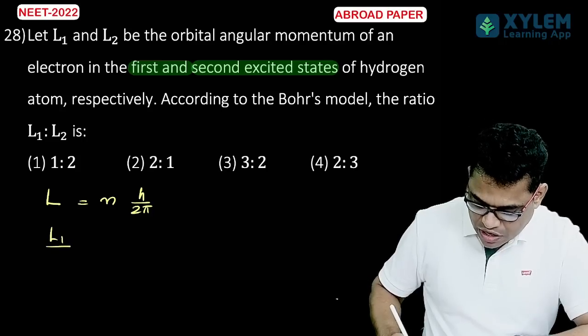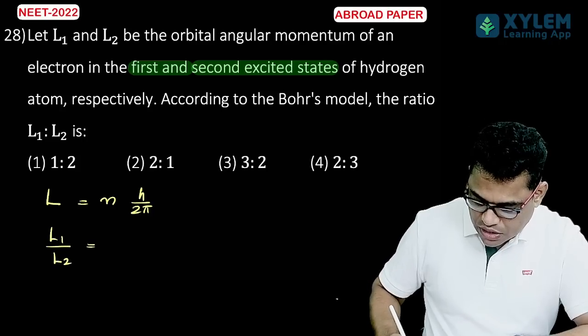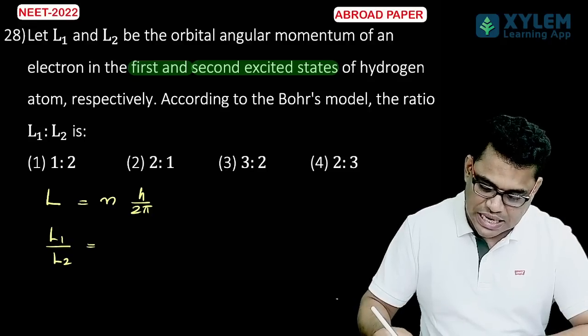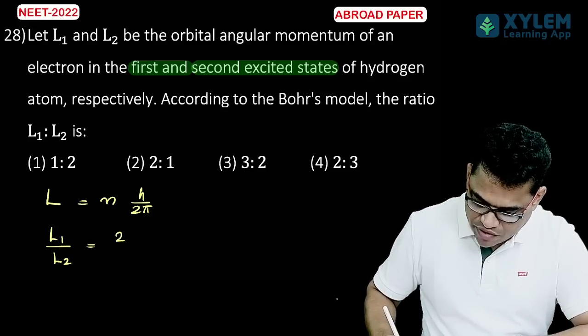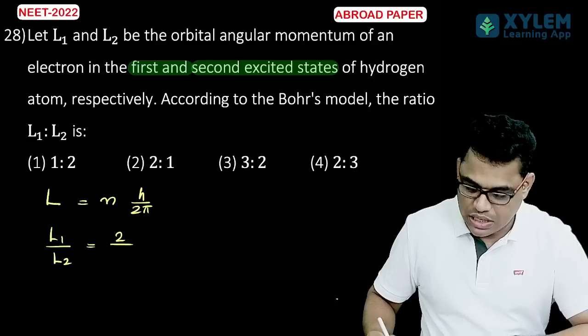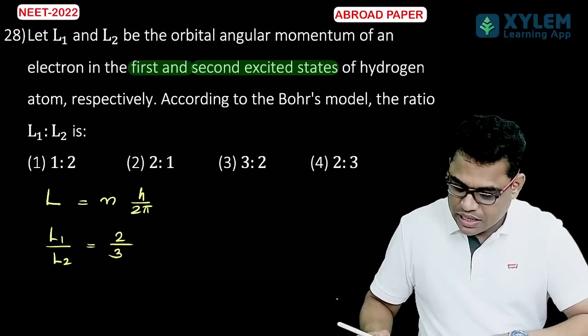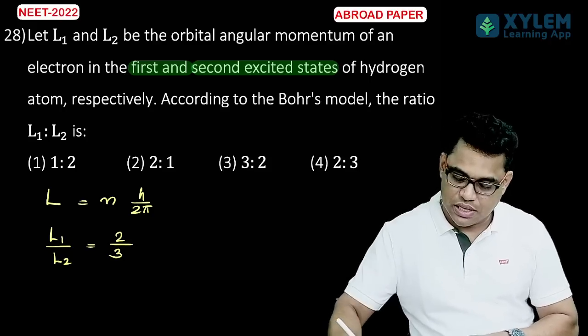Therefore, L1 divided by L2 is equal to n1 divided by n2. n1 is nothing but the first excited state. First excited state is the second level. n2 is nothing but the second excited state. Second excited state is the third level. Therefore, 2:3 is the right answer. Here is the answer.